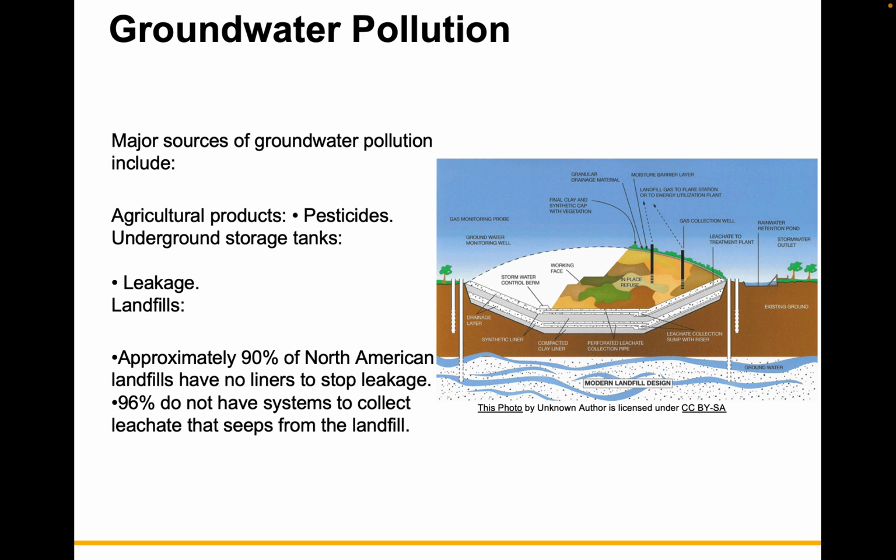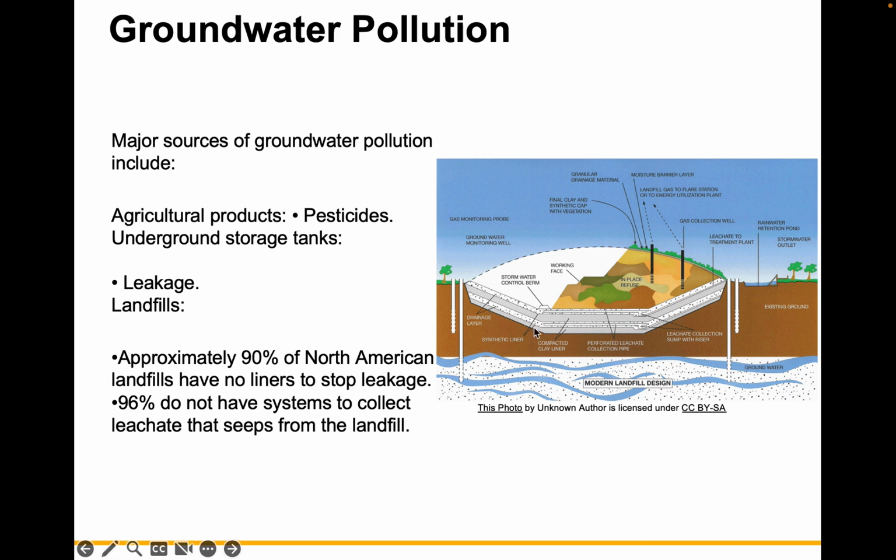Let's talk briefly about groundwater pollution. Major sources of groundwater pollution include agricultural products like pesticides, and these things can leak from underground storage tanks. Landfills are another major source of groundwater pollution. So approximately 90% of North American landfills have no liners to stop leakage. And 96% have no collection systems in place to gather that leachate as it seeps from the landfill.